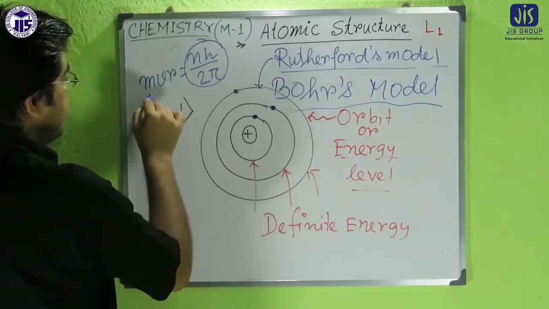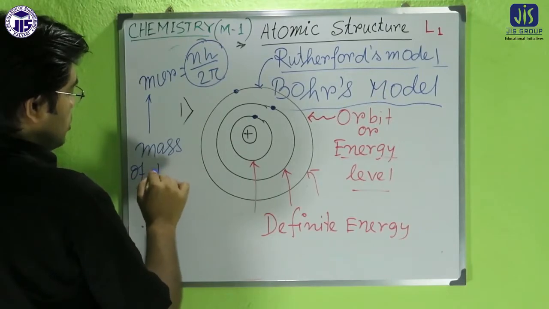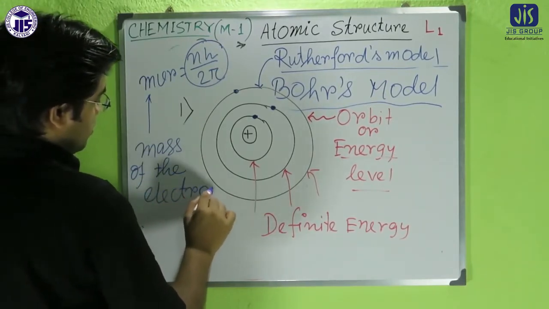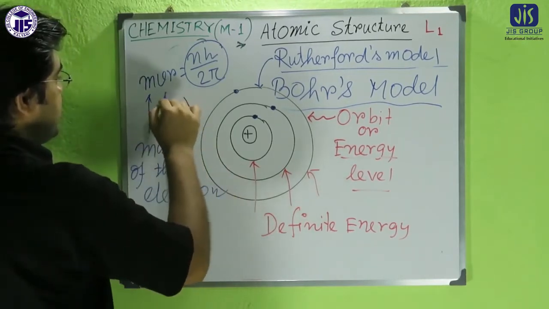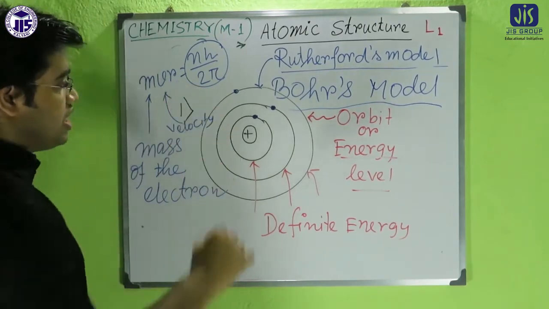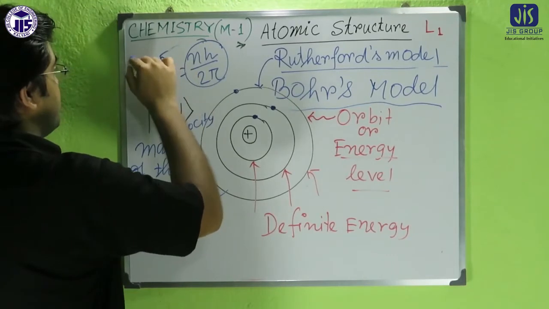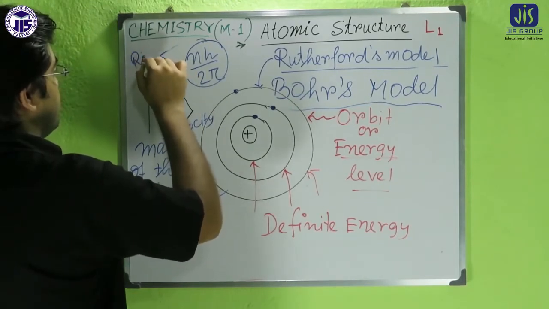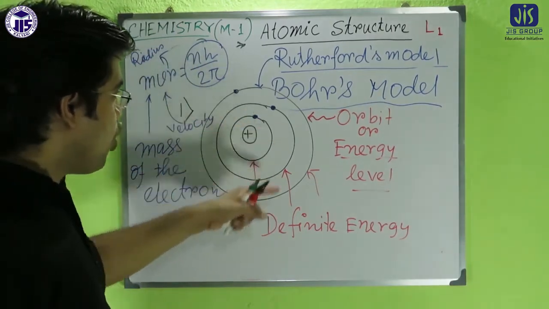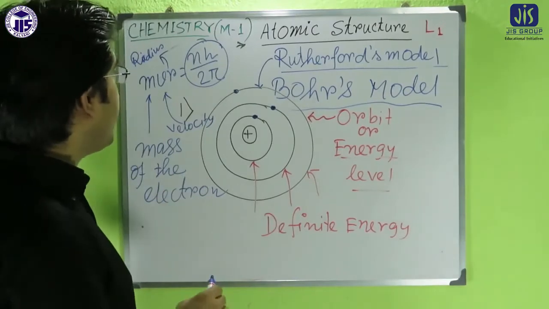Now what is the m? M is the mass of the electron. What is the v? V is the velocity of the electron, and r is the radius. It is the radius of the Bohr orbit. These are actually Bohr orbits. Okay, so mvr. Now what is the n?